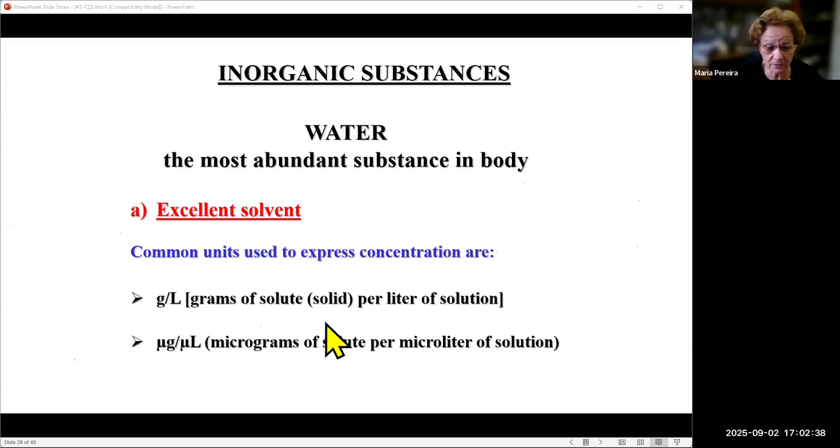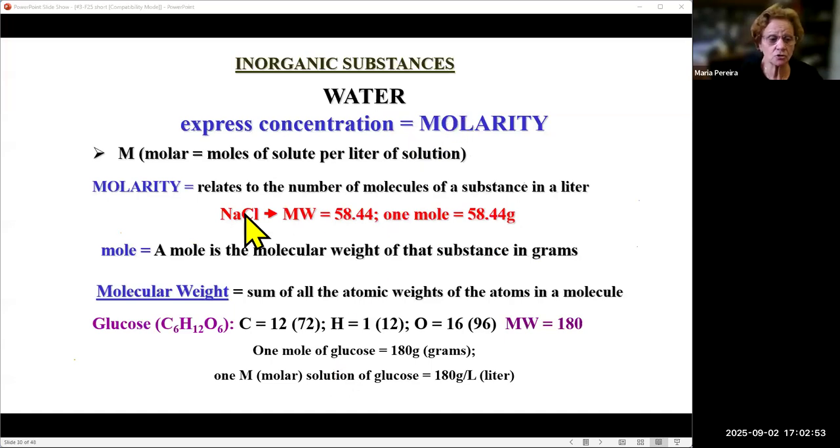You can say grams per liter or micrograms per microliter, but you can also do a more fancy representation of the concentration of a compound in water or in a solvent. So you refer to molarity. So what is molarity? Molarity represents the moles of a compound, which depends on the molecular weight of that compound. Let's take glucose. The molecular weight of glucose is 180. Why does this number represent the molecular weight of glucose?